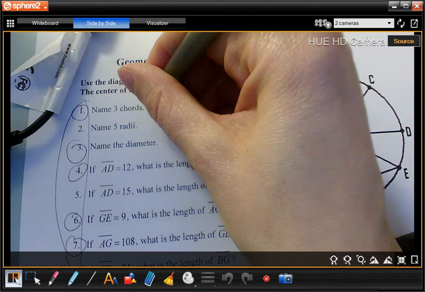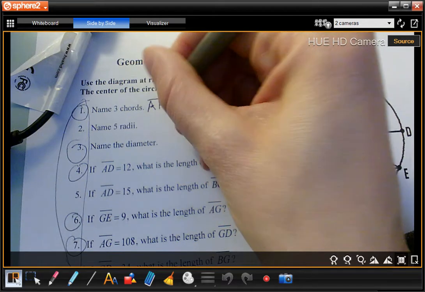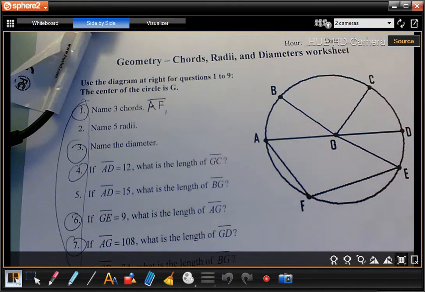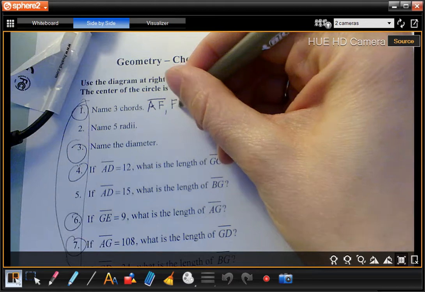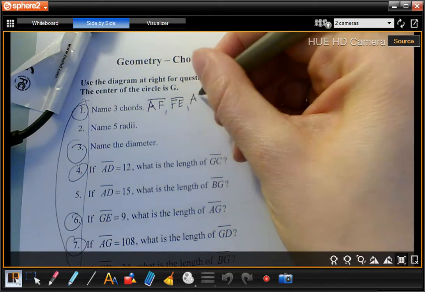And remember, when we're doing anything, we want to put the line on top because we're talking about a segment. We're looking at chord F to E as well. Can anybody think of what the third chord would be? It's the one that's most forgotten. It's a special chord. It is the diameter, A to D, going right through there.